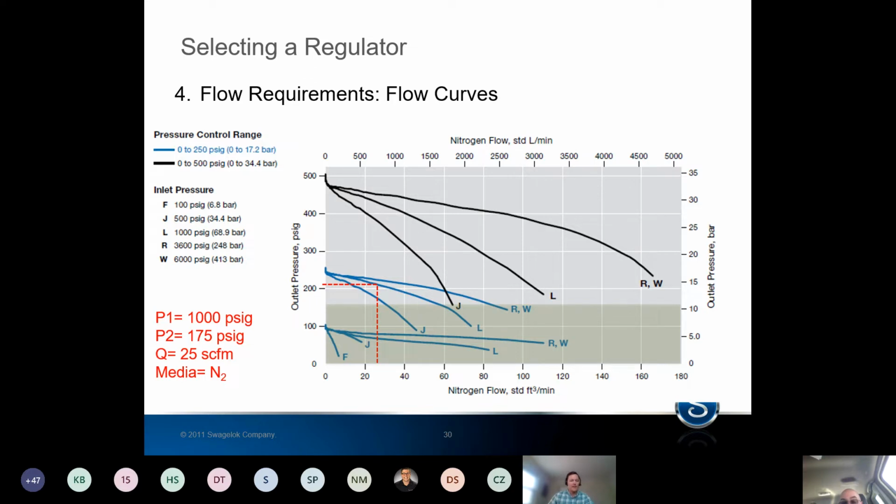Really anything above this green area in the L curve, we could even use it up to 40 or 50 SCFM, and we could still get some flow out of it. So that's one way to use them: can I use this regulator?